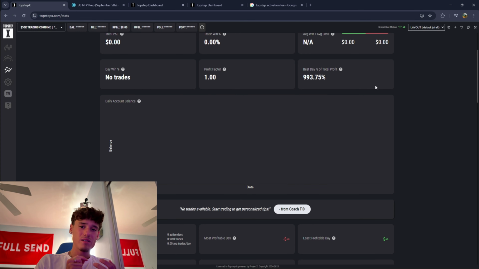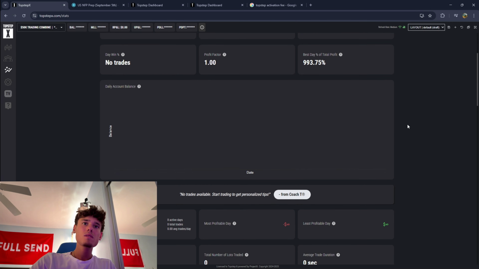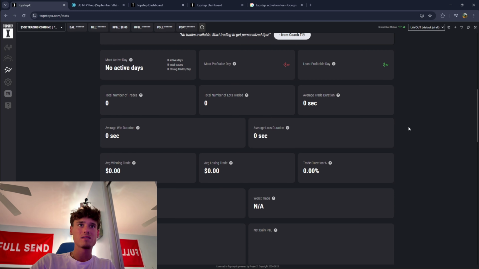So for example, say you're trading the 50K combine and you have a 3K profit limit, you have to pass that in 2 days. So you have to maintain a 50% consistency rule, which is, for example, on 3K, 3K divided by 2, that's 1.5K. So you can trade up to 1.5K per day to get that Express account, the XFA. So that's the 50% consistency rule.